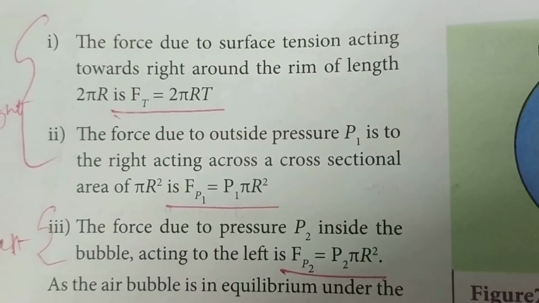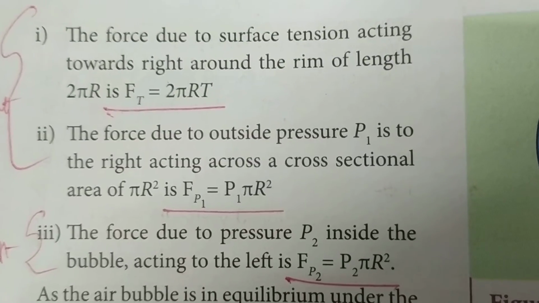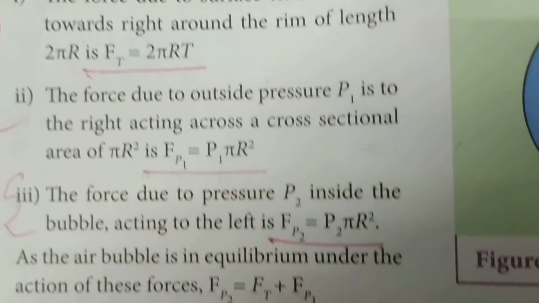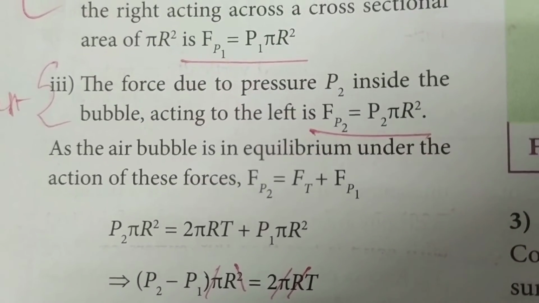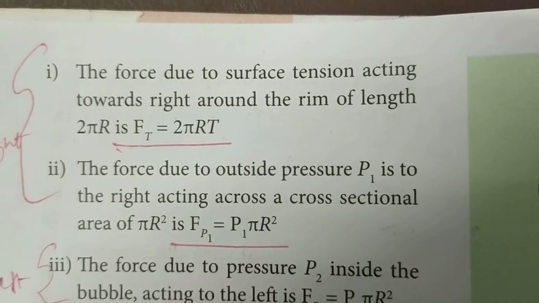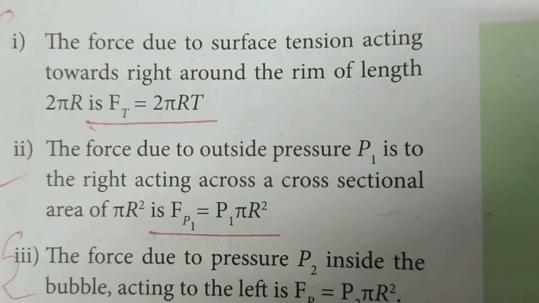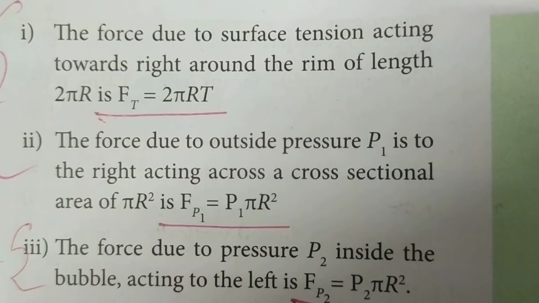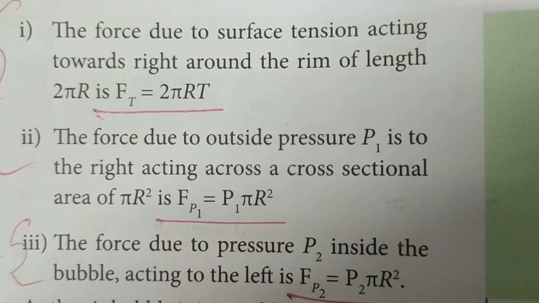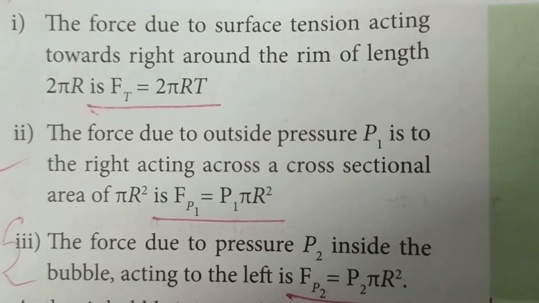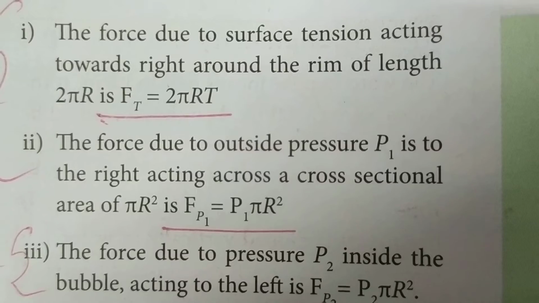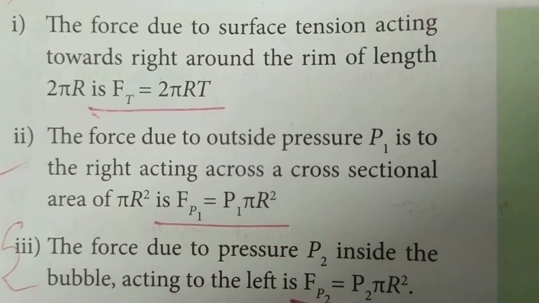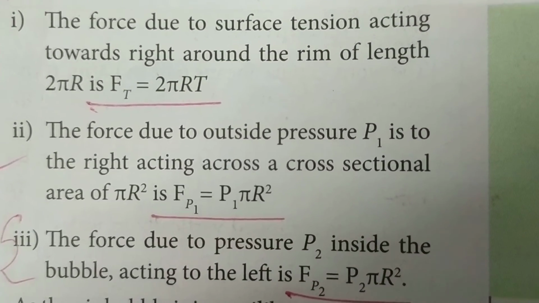So when we consider the forces, there are two forces acting towards the right and there is one force acting towards the left. Here, the right side forces are the surface tension acting along the circumference, and the pressure acting across the cross-sectional area. So when you take surface tension, you should consider the circumference, whereas for pressure you have to consider the area.